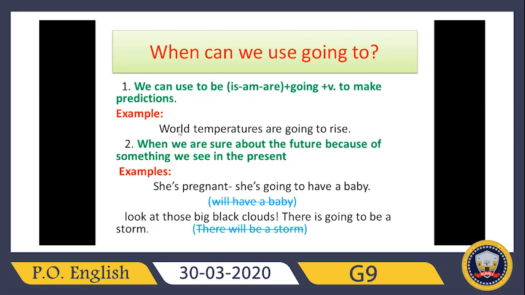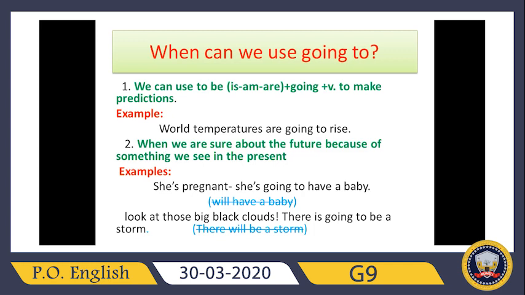We took it before: world temperatures will rise. Now, world temperatures are going to rise. The same. This is plural, so we put are. This is not one temperature, this is more than one temperature. So it will be plural. Number 2, this is the difference now.